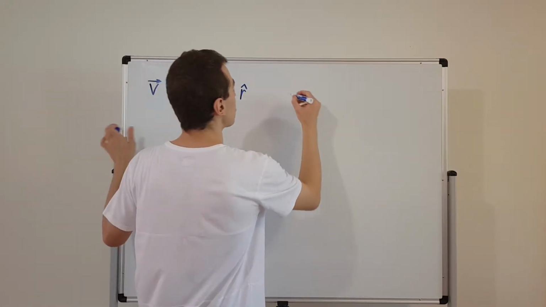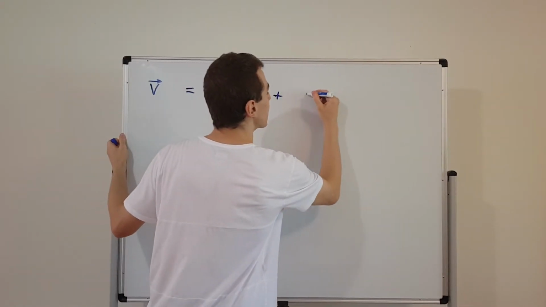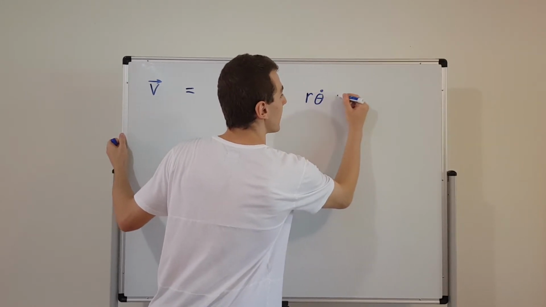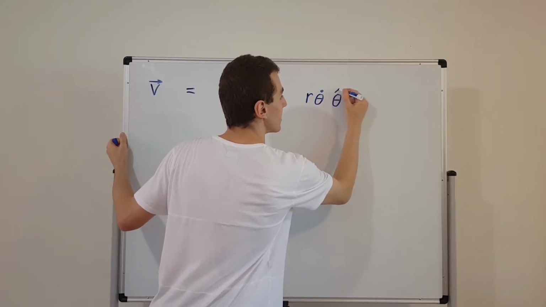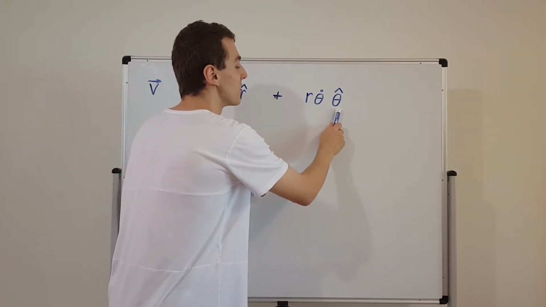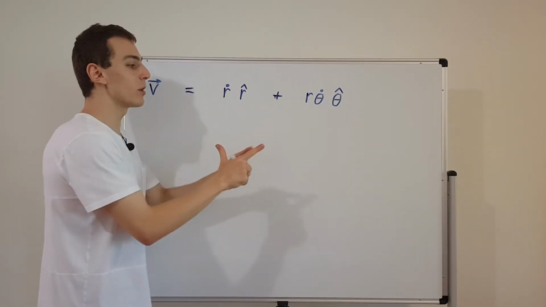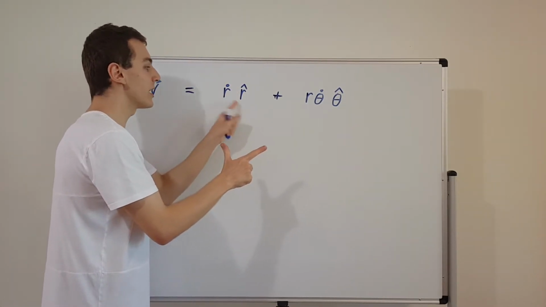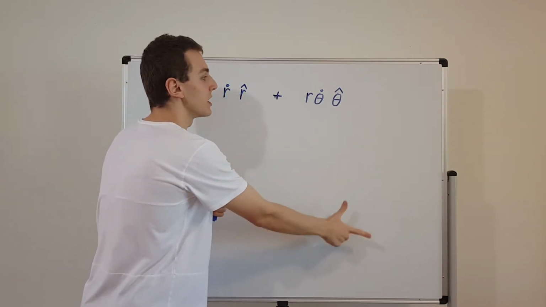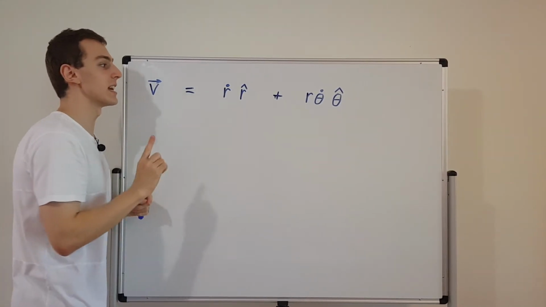Let's write down the tangential component as well. We're going to have a tangential component, and that tangential component is going to have r times theta dot in the theta hat direction. So theta hat over here is a unit vector. This is the unit vector for the tangential direction. So this guy points along the radial direction, and this guy points along the tangential direction. And together, we can use them to construct any vector. And this vector over here is the velocity vector.